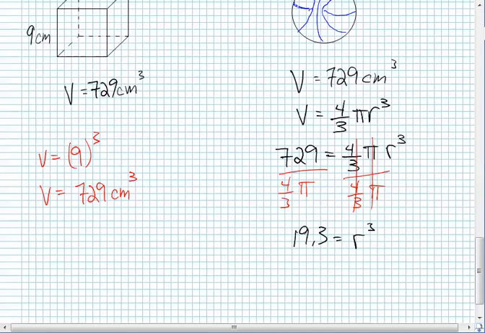19.3 is your radius cubed. So then to find the radius, you have to cube root everything, which gives you an answer of 2.7. And there you go. The radius is 2.7. That's the radius of a ball that has the same volume as a cube that has a side length of 9. Okay. Anyways, hopefully that's helpful.